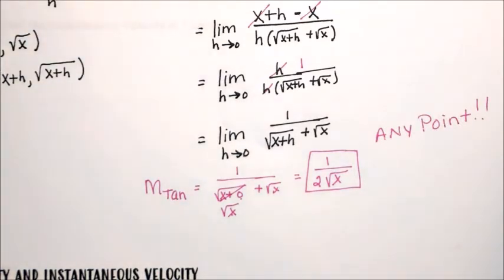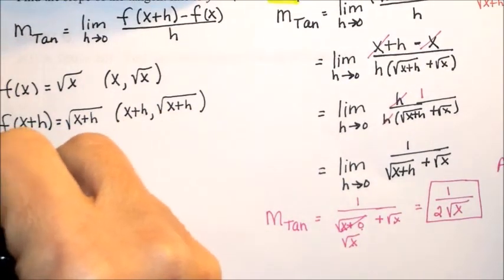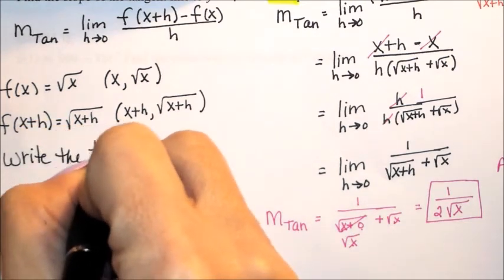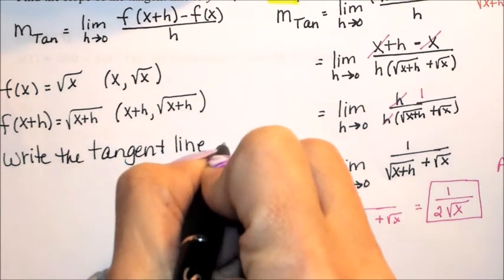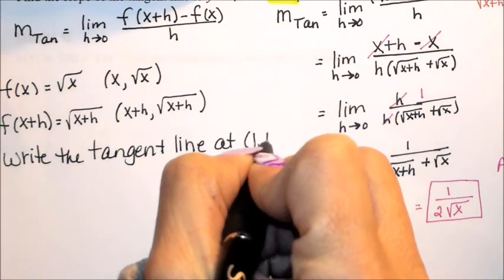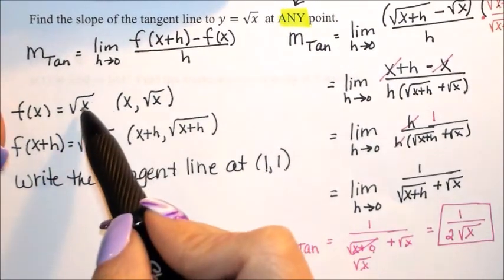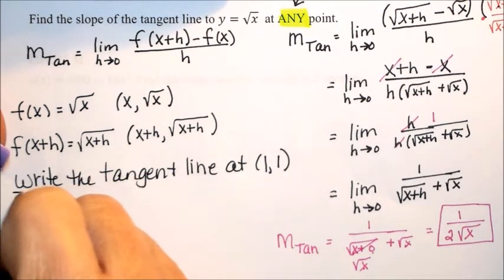Okay, so let's see. I had used info to write the equation at 1, 1. So let's say I give you this scenario and I want to write the tangent line at 1, 1. Okay, I say 1, 1 because if I plugged in 1 right here, what's the square root of 1? It'd be the point 1, 1.